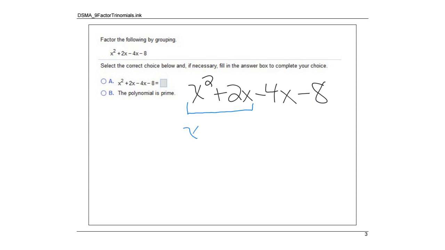Looks like just an x, so I'm going to pull the greatest common factor of x out of there. That leaves me with x plus 2. Then I'm going to look at the next two.